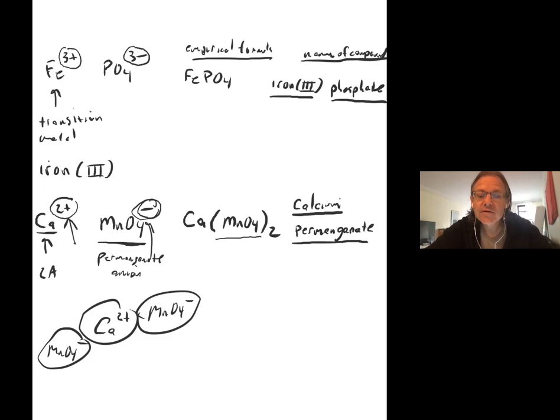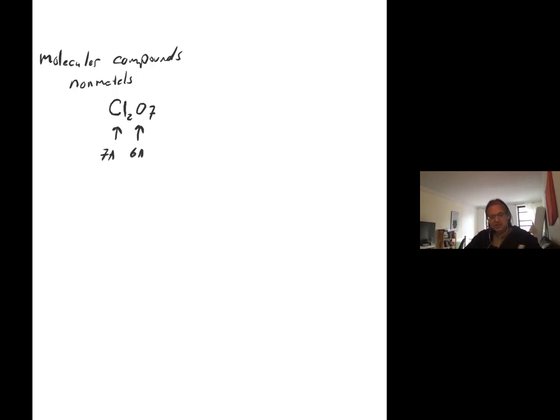Let's see. I'm going to take just a couple minutes here to talk a little bit about what are called molecular compounds. So molecular compounds are combinations of nonmetals. Okay, so for example, Cl2O7. See how there's only chlorine and oxygen? Chlorine is in group 7A, that's a nonmetal. Oxygen is in group 6A, that's a nonmetal.